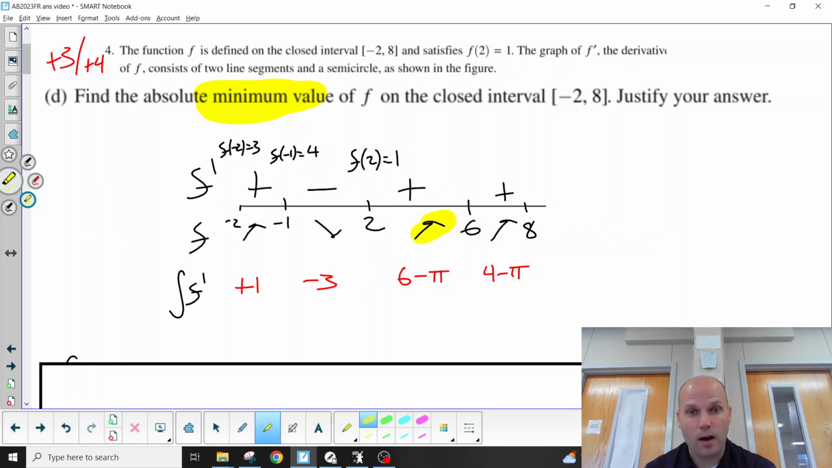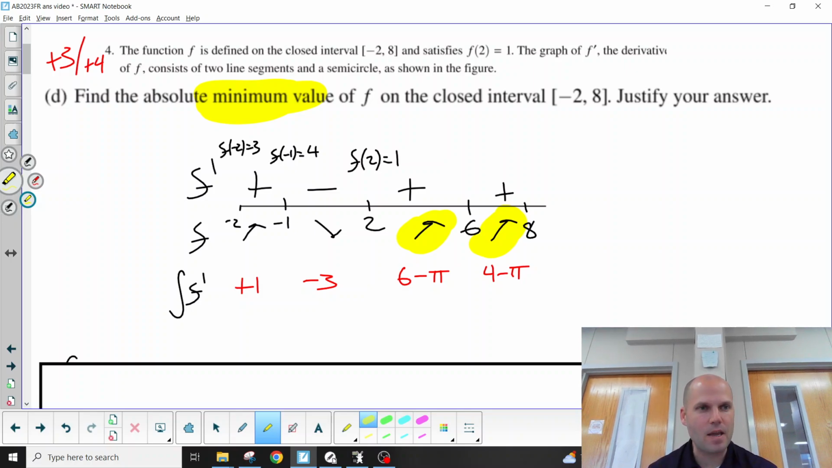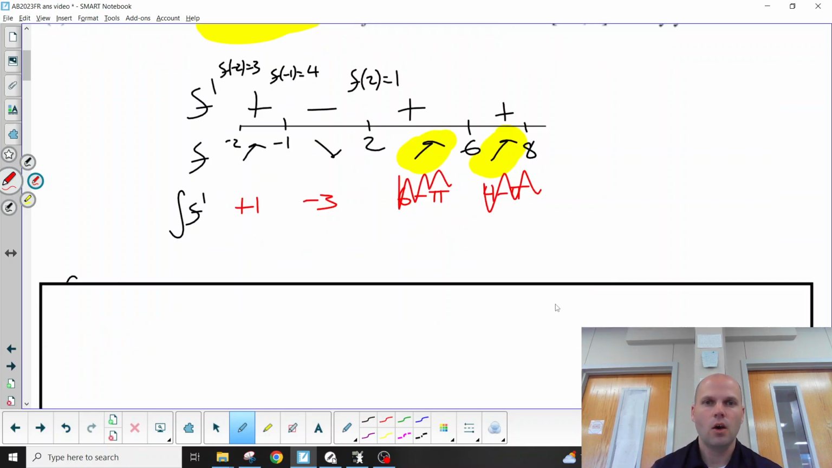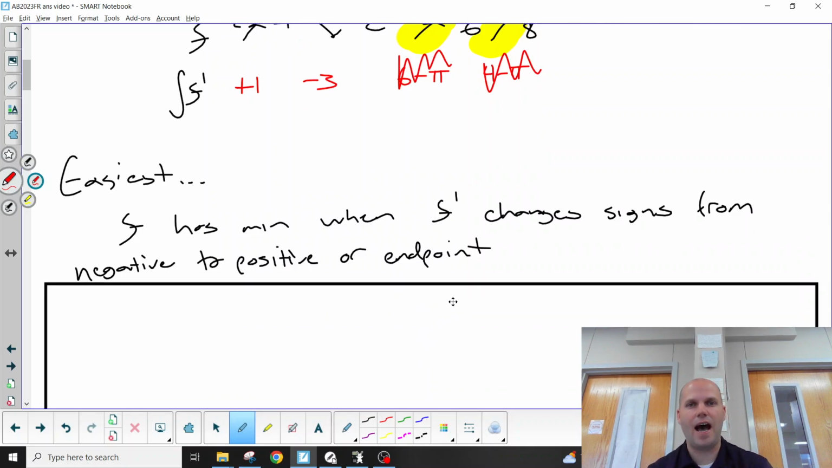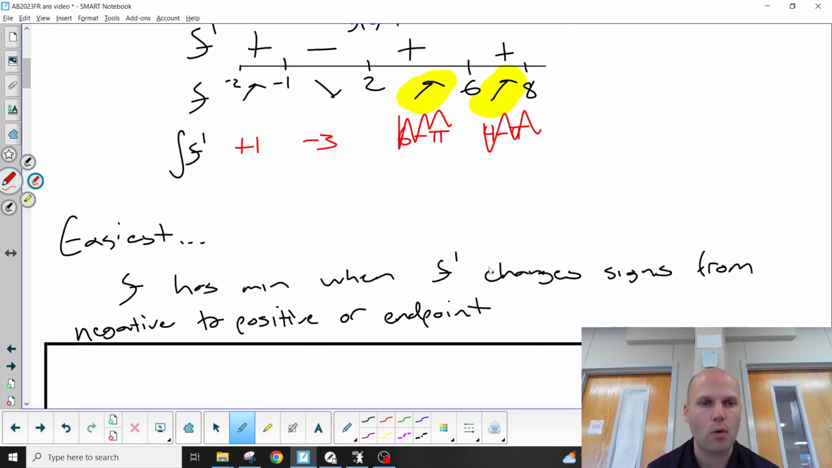Well, you could tell f is going to increase from 2 to 8. 8 can't be the min. Maybe you struggled finding these areas. Maybe you couldn't get that. Well, if you used this explanation, I don't think you would lose any points.